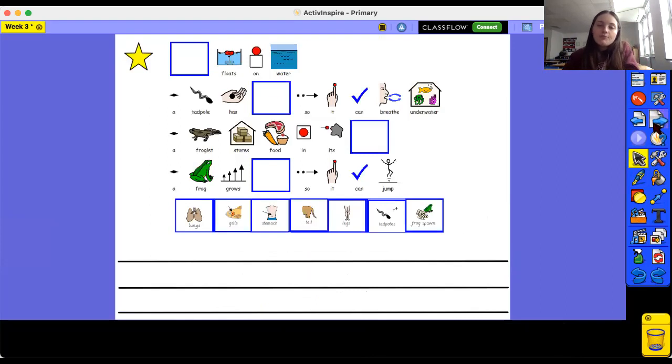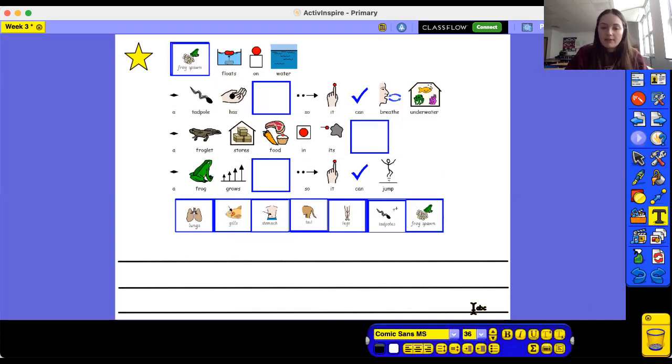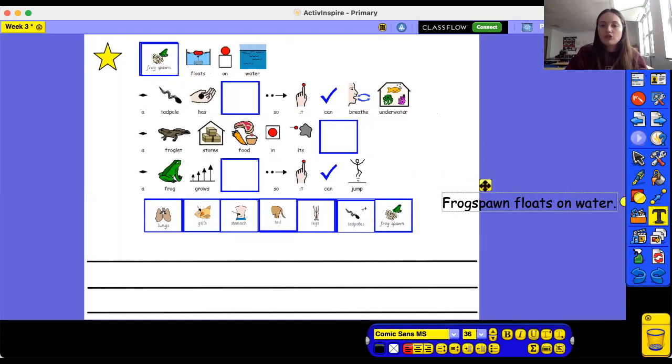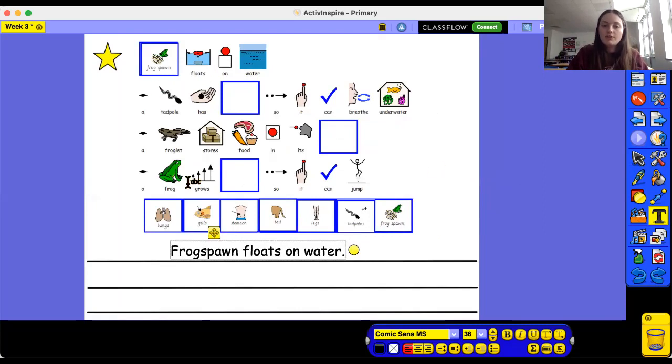Today's one-star challenge. You are going to write some facts about the different stages of the life cycle of a frog. You've got the word bank to help you, and you're going to use it to complete the sentences. So, blank floats on water. What floats on water? Lungs, gills, a stomach, a tail, legs, tadpoles, or frog spawn? Fantastic. Frog spawn floats on water. So I'm going to put that there. And then what I'm going to do is I am going to write that sentence out, remembering my capital letter and my full stop. And I'm going to do that for each of those sentences.